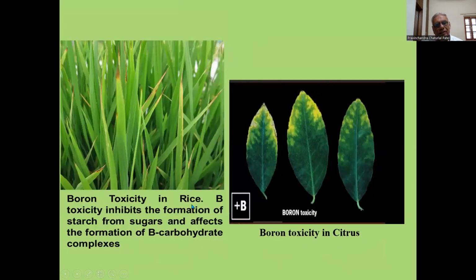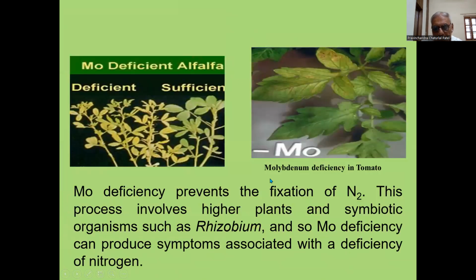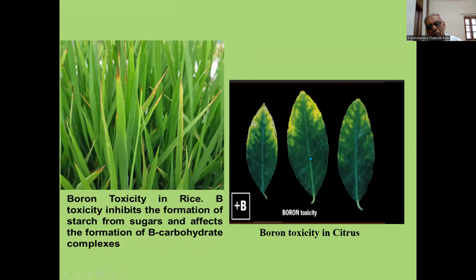Then boron toxicity in rice. You know that when boron is higher in the soil, there is toxicity in the crop. You can see here in rice, boron toxicity inhibits the formation of starch and sugar and affects the formation of boron carbohydrate complexes. Boron toxicity in citrus, that is lime crops. You can see here the margins are chlorotic and the leaf is yellowing. So it is boron toxicity. Boron toxicity is also harmful.